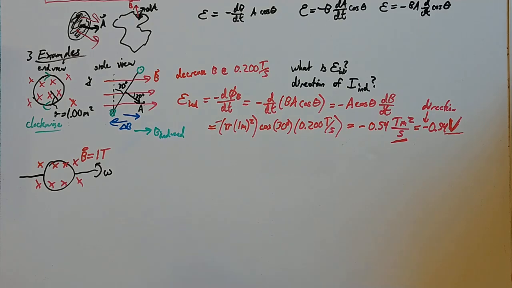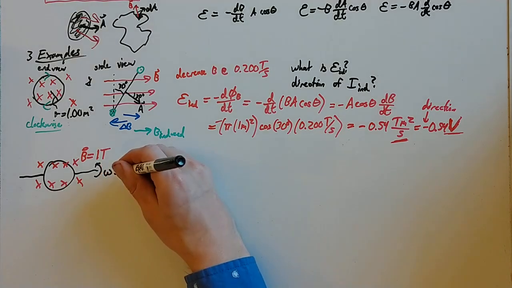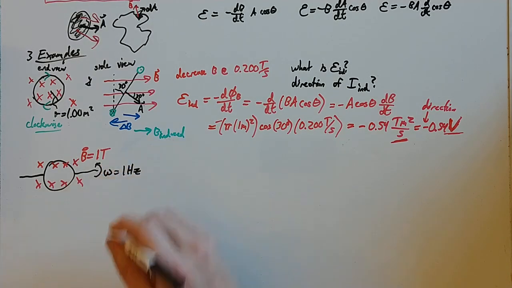Let's suppose I'm going to rotate this at a rate of 1 hertz, so we'll rotate it once a second to start. And the question is, again, what is the induced EMF and what's the direction of the current? We'll see about the direction, but let's first think about the induced EMF. So how do we do that?